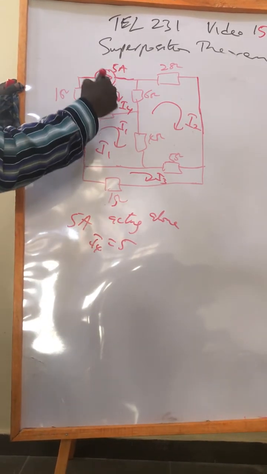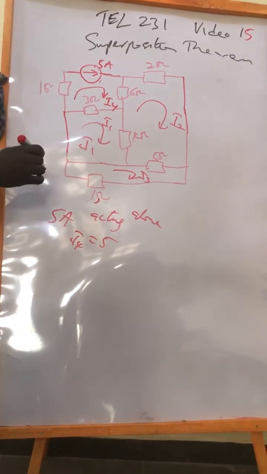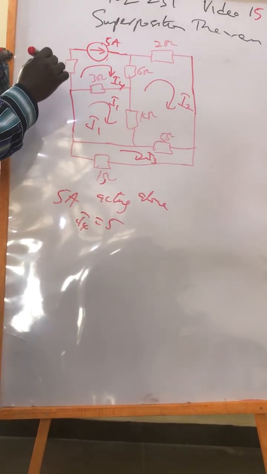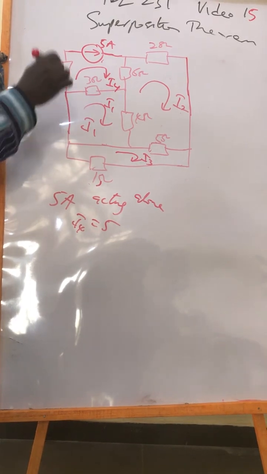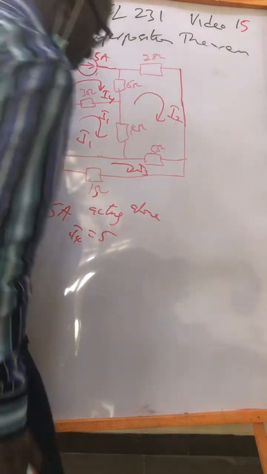You don't need to write KVL. Remember, don't write KVL for any loop where you have a current source. I've told you in one of the earlier videos.